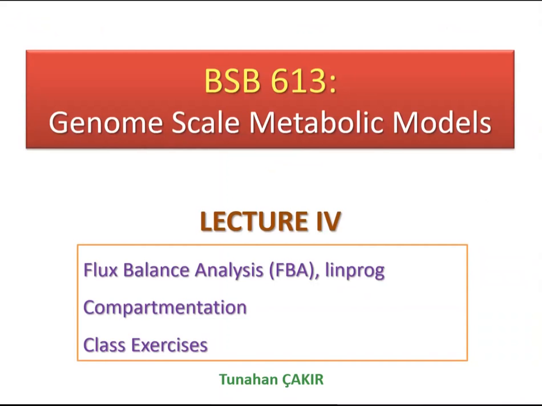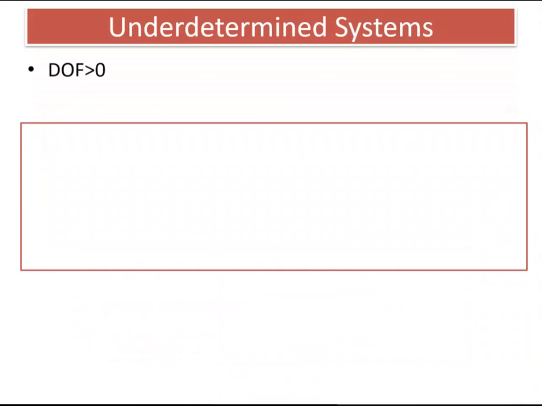So let me start with a quick overview. Last week we started to talk about underdetermined systems in metabolic network modeling, mass balance-based modeling. These are the systems with degrees of freedom greater than 0, and three major constraints are important.